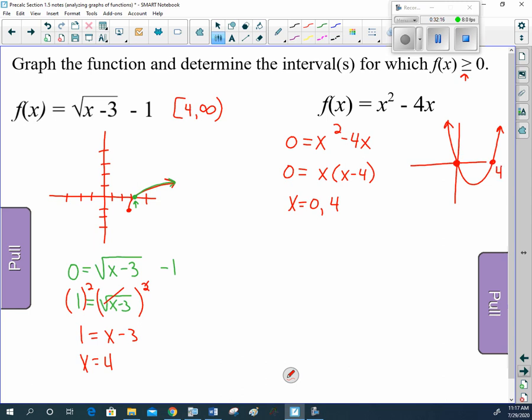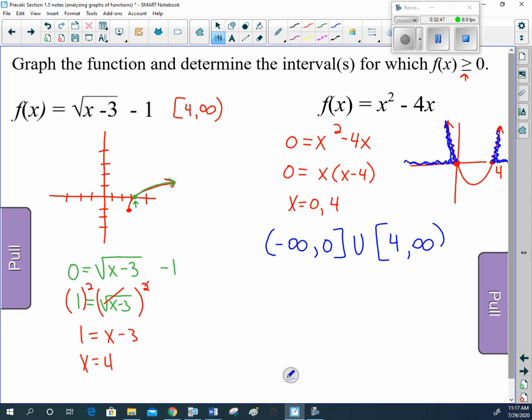Okay, so what we're interested in, where is it greater than or equal to 0? Well, where is it above the x-axis? Right here and right here. So what's our interval? It's from negative infinity to 0 or 4 to positive infinity, because all of this stuff right here, this interval right here, matches with all of this. We want stuff left to right. Even though that's above, we want the stuff that goes left to right.